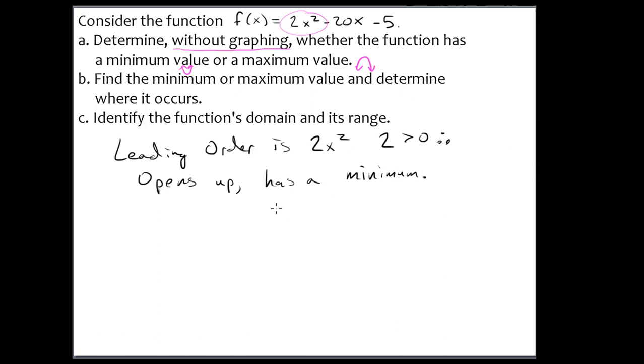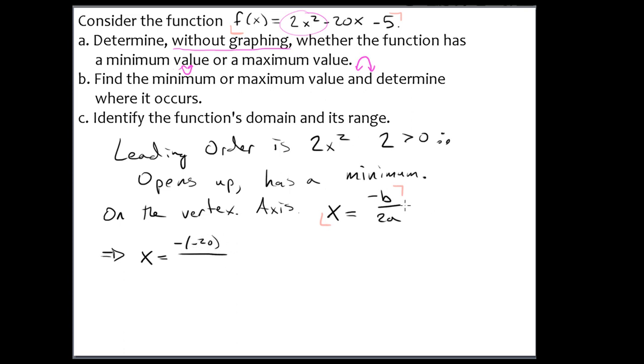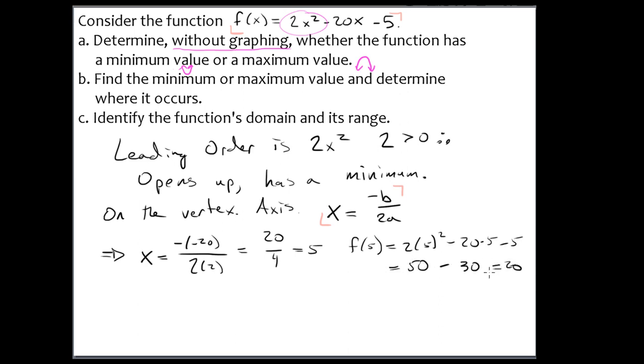Now we need to find the minimum value and determine where it occurs. The minimum value occurs on the vertex. The vertex occurs on the axis of symmetry. And the axis of symmetry has the x-coordinate minus b over 2a when it's written in this general form. So for this parabola, this value would be minus b, so that's minus a negative 20 divided by 2 times a. That's 2 times 2. 20 over 4, or 5. And f of 5 is equal to 2 times 5 squared minus 20 times 5 minus 5. So that's 50 minus 30, or 20.